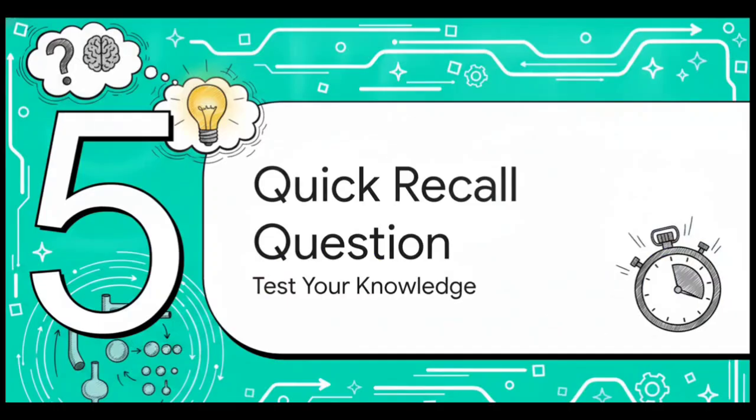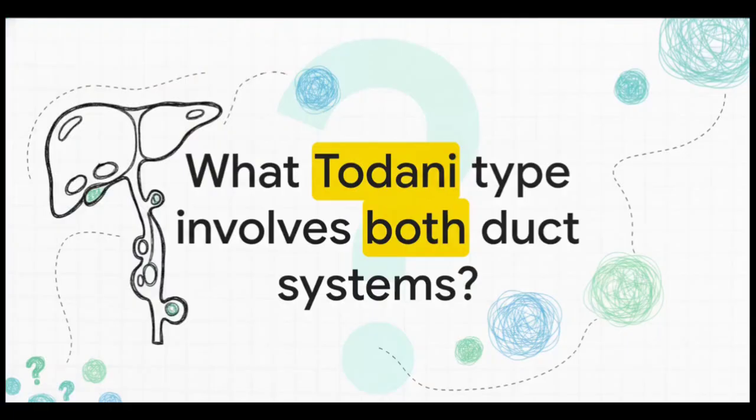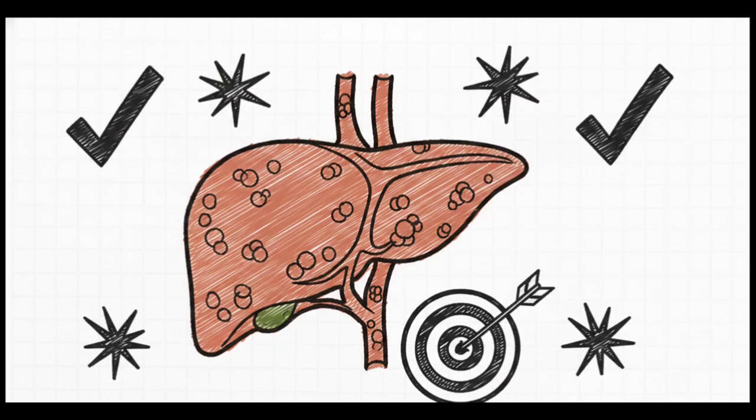And finally, Part 5. Quick recall question. Let's test your knowledge. It's time to actively apply exactly what we've been talking about to simulate exam day. Here is your prompt. A patient has multiple cystic dilatations involving both the intrahepatic and extrahepatic biliary tree. Lock in your answer right now. What Todani type is this? Think about the map we just built. Multiple cysts. Crossing the liver boundary, what is it? Boom! The answer is type 4A.